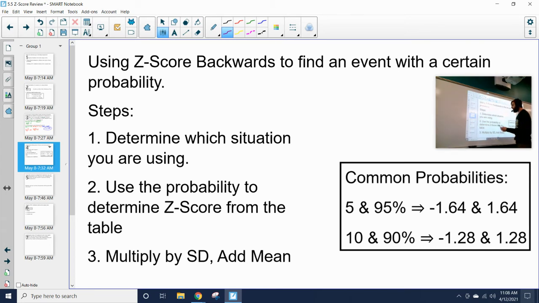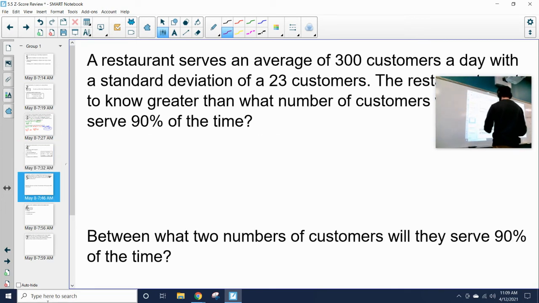And then once we figure out what the z-score is, all we have to do is multiply by the standard deviation and add the mean. I had you solving algebraically, but essentially it's always the same steps. You multiply by the standard deviation, you add the mean, and you're done. So let's see some examples of these.